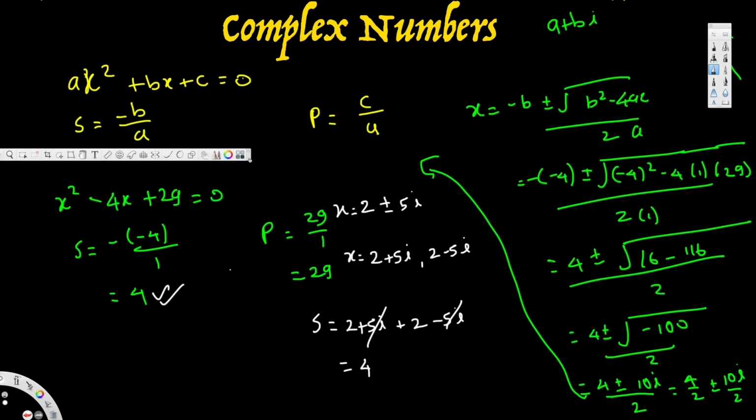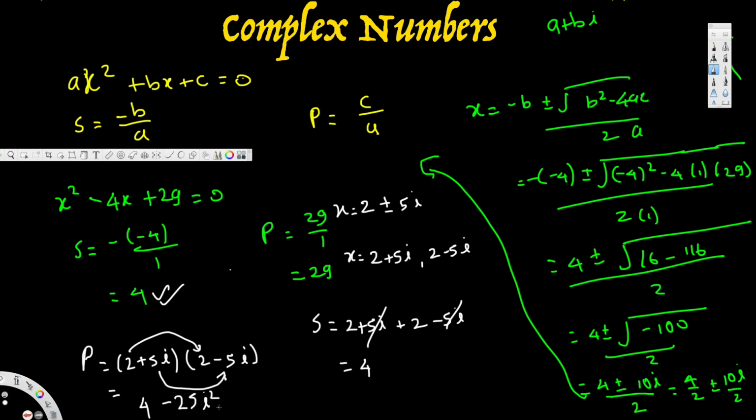Now the product, we just multiply them. So for the product, 2 plus 5i multiplied by 2 minus 5i, and here you can see this is a conjugate. Whenever we have a conjugate, we can directly multiply this one with this one, this one with this one, and we can get the final answer. 2 times 2 is 4, and then 5i times negative 5i is negative 25i squared. i squared is negative 1, negative 1 times negative 25 is positive 25. Positive 25 plus 4, we get 29.